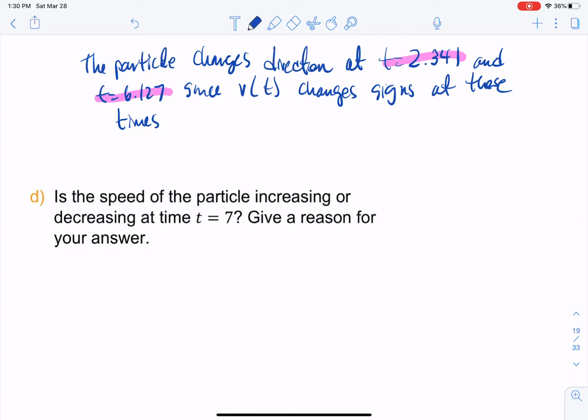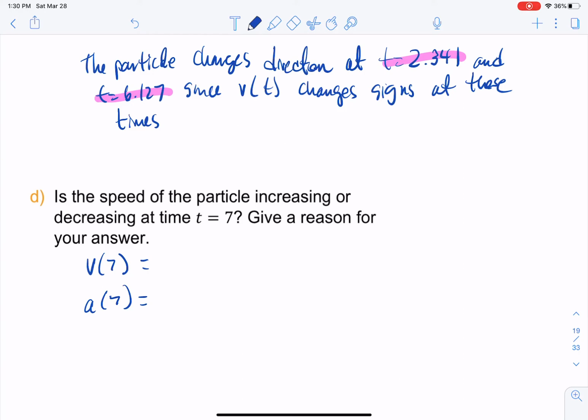All right, we got one part left. Is the speed of the particle increasing or decreasing at time t equals 7? Give a reason for your answer. So we're just going to look at the signs. We're going to find the velocity at 7, and then we're going to find the acceleration at 7. Oh, I think there was supposed to be a 7 in there someplace. And then just check to see what their signs are.